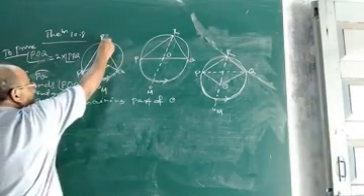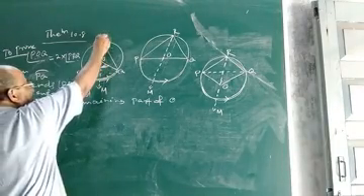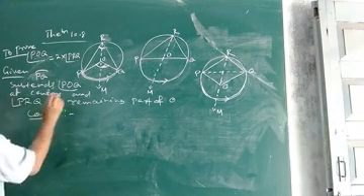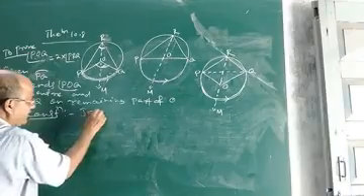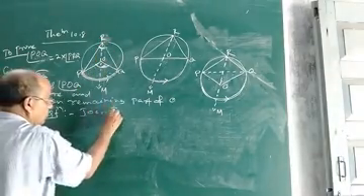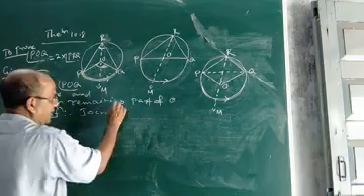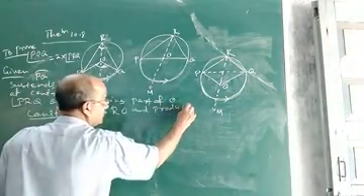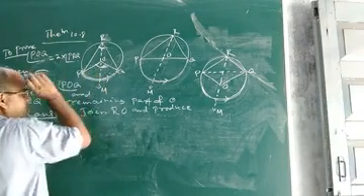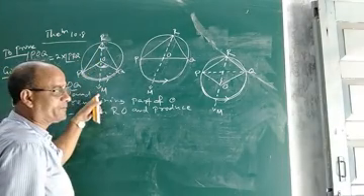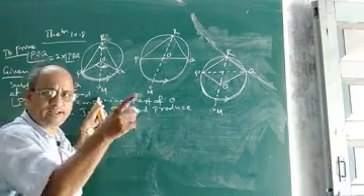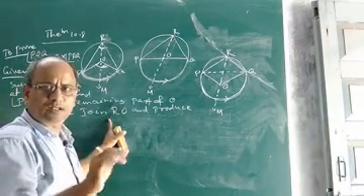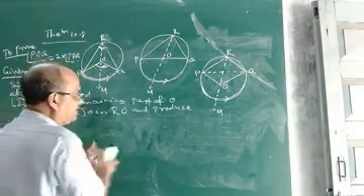In order to prove it, we have to do some construction. What is the construction? Join RO. O is the center of the circle. Join RO and produce it up to M, where M is a point outside the circle. Okay, so this is the construction. Without construction we cannot prove it. Now let us see the proof.